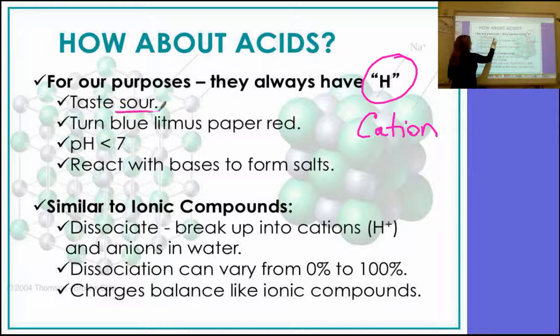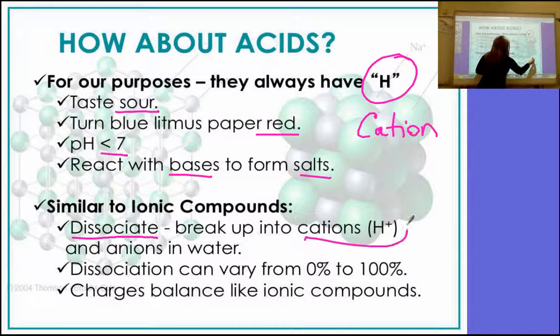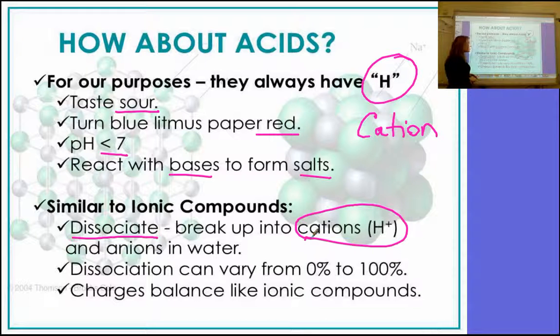We said before that acids taste sour, they turn blue litmus paper red, they have low pH, below neutral 7, and they react with bases to form salts. Acids are very similar to ionic compounds. They dissociate. They break up into their cations. Again, if it's an acid, it's always going to be a hydrogen as your cation, and whatever your anion is, when you put them in water.